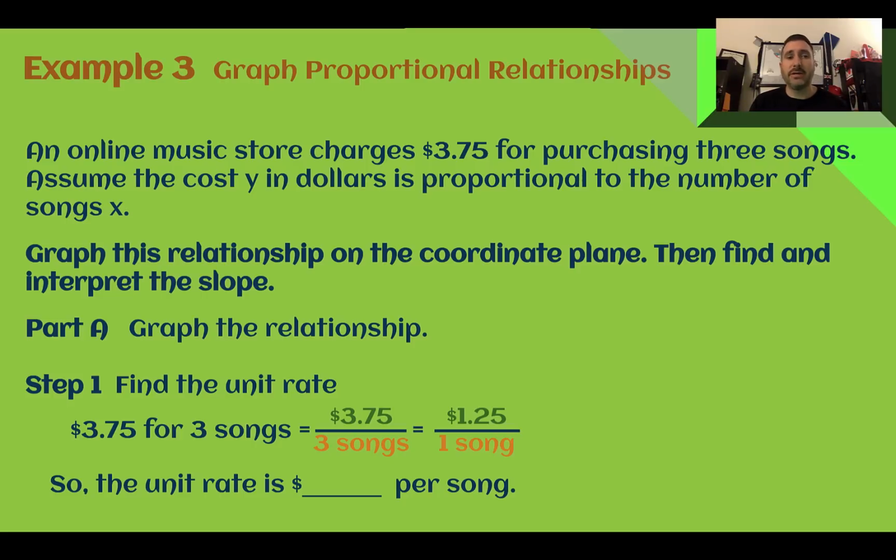So part A, let's graph the relationship. So step 1, find the unit rate. It tells us that $3.75 was the cost for 3 songs. So let's figure out how much it costs for 1 song. So if we do $3.75 divided by 3, that means it was $1.25 for 1 song. So our unit rate was $1.25 per song.